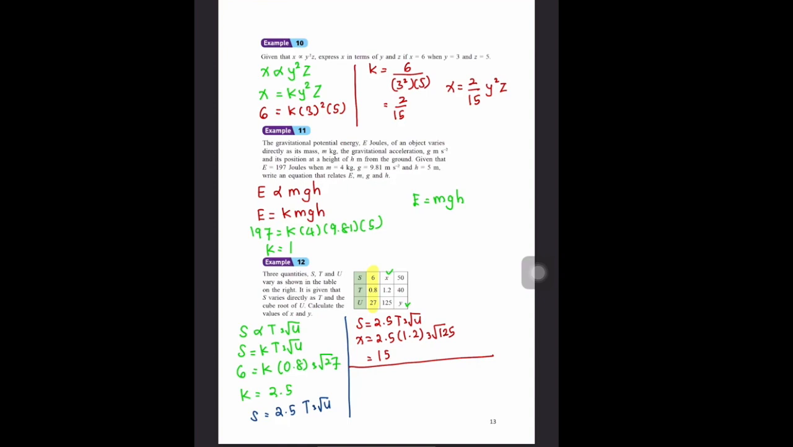So S equals 50 equals 2.5, T is 40 and cube root of y. So cube root of y, you press your calculator, you will get 0.5. So to get the value of y, you need to cube both sides. So 0.5 cube, you will get 0.125.